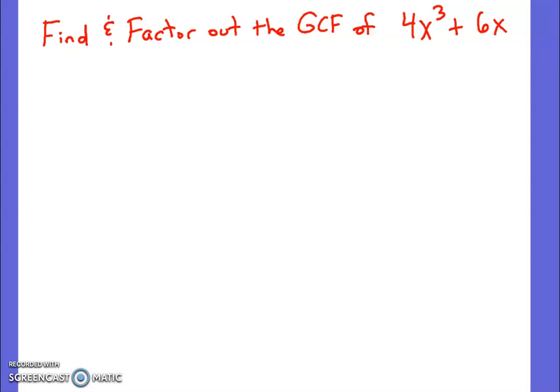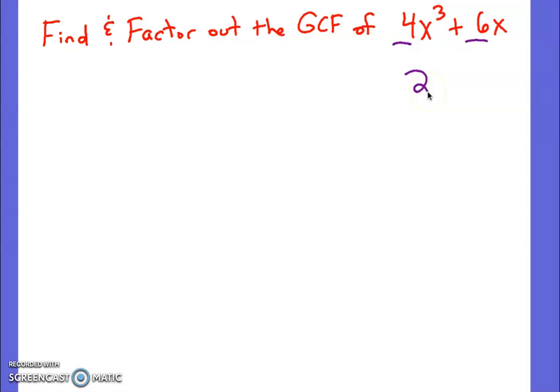So now what I want you to do is find and factor out the GCF. Let's first find it, because if you can't find it, then you can't factor it. So you have to be able to find it. Our first step is to look at the numbers. Look at the numbers 4 and 6, and what is the greatest common factor between them? That would be 2.